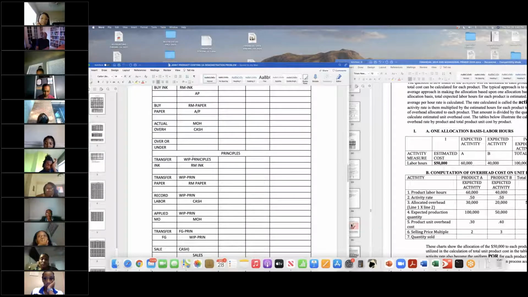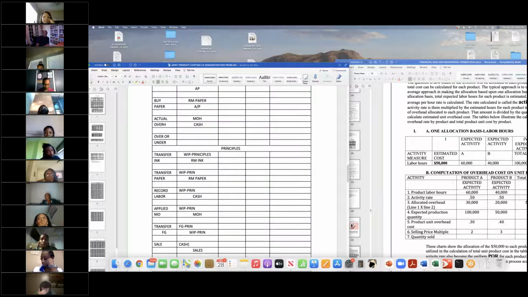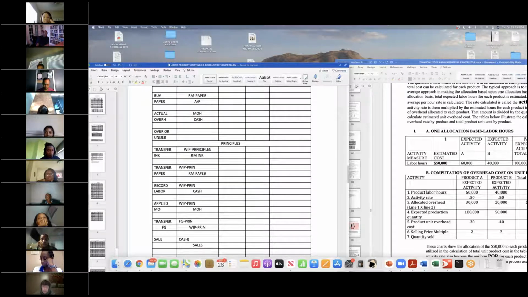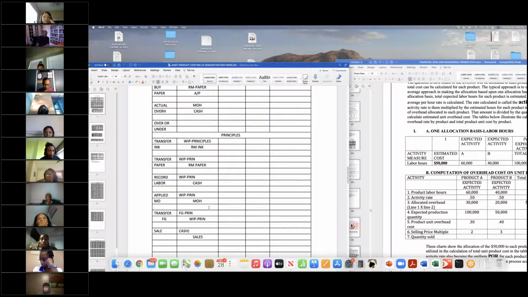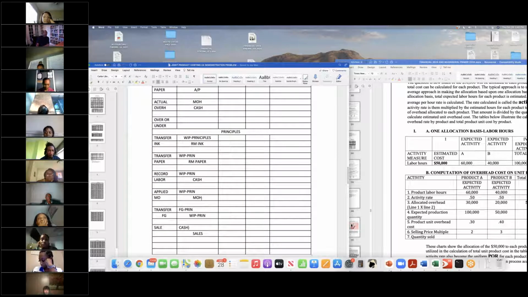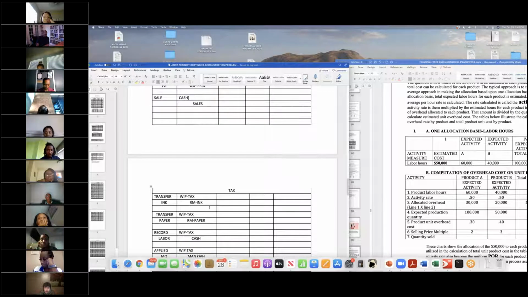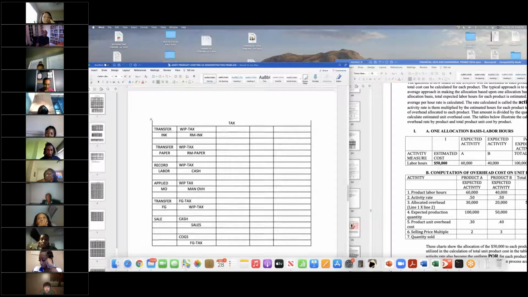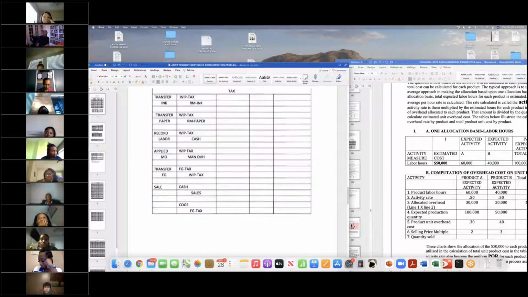Then in principles, we've got to make those same entries. This is a work in process account, so we transfer in the ink, transfer in the paper, we transfer in the cash, we estimate the overhead using POR, then we do a transfer to finished goods, then we do the sale. Then we've got to do the same thing with the tax book. So we're going to work it step by step, but I'm showing you what's all here.